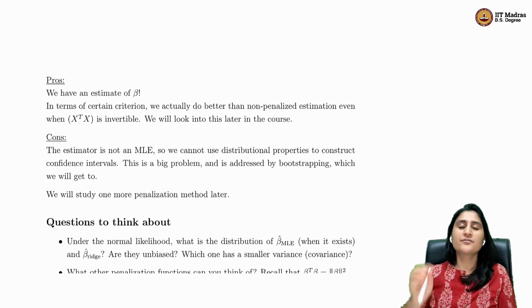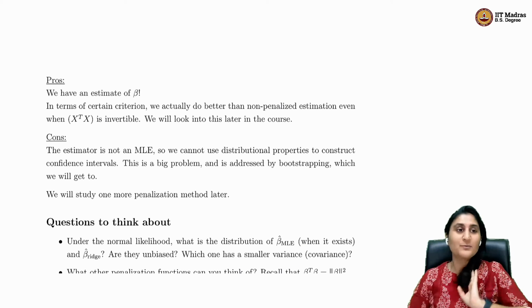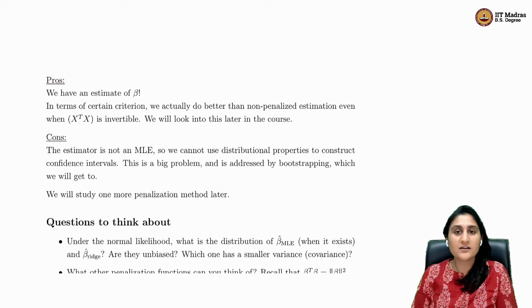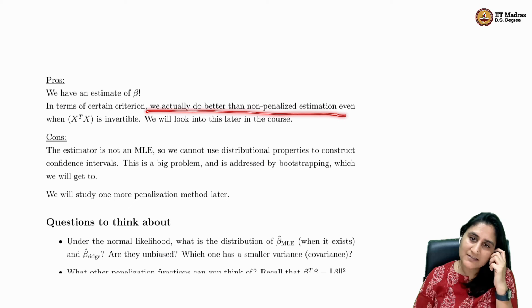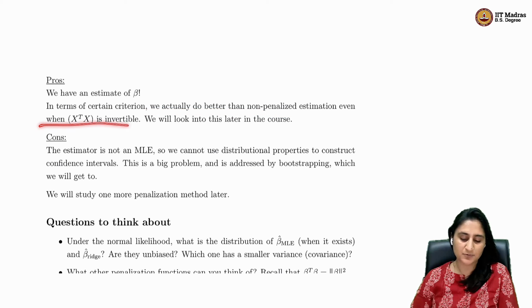Now, what are the pros and cons of ridge regression? So first of all, we have an estimate of beta. If we can't invert X transpose X, we may not have an estimate, so this gives us a way to get an estimate. And as we'll see a little later on in the course, in terms of certain criteria, we actually do better than non-penalized estimation, even when X transpose X is invertible. So even when this is invertible and we could do maximum likelihood estimation, there are problems where ridge regression might give us better estimates than maximum likelihood estimates. We'll discuss these as well.